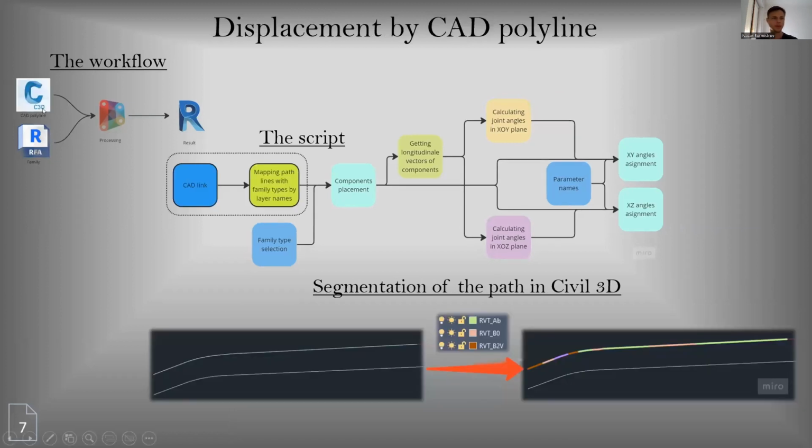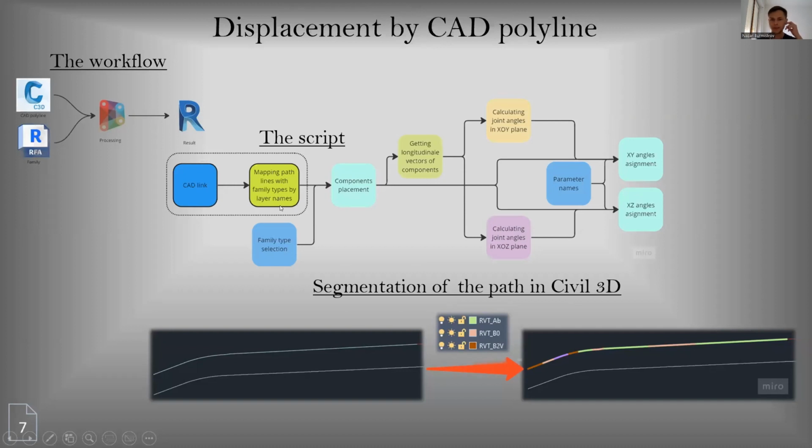Another workflow was with a polyline obtained from the link from Civil 3D. The second part was the same, more about math and getting angles. The first part was a little bit changed. Instead of Excel, CAD-Link was used.